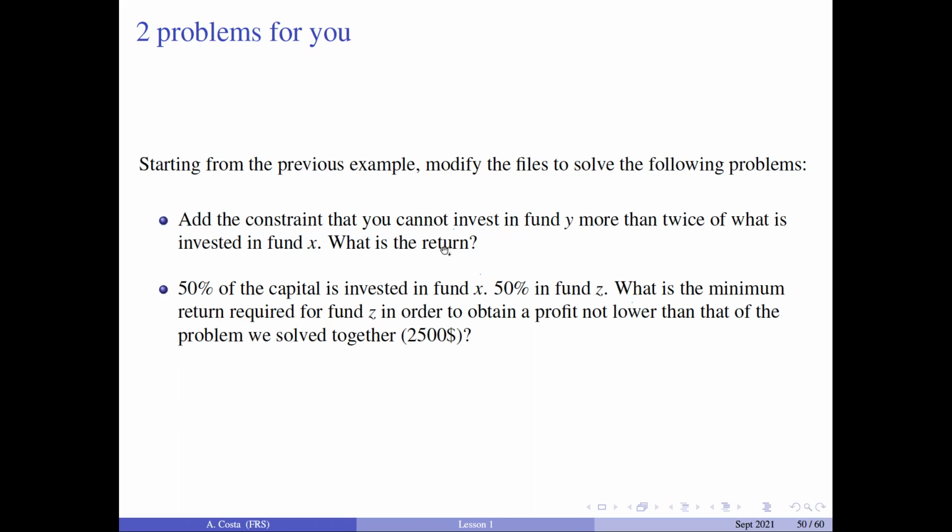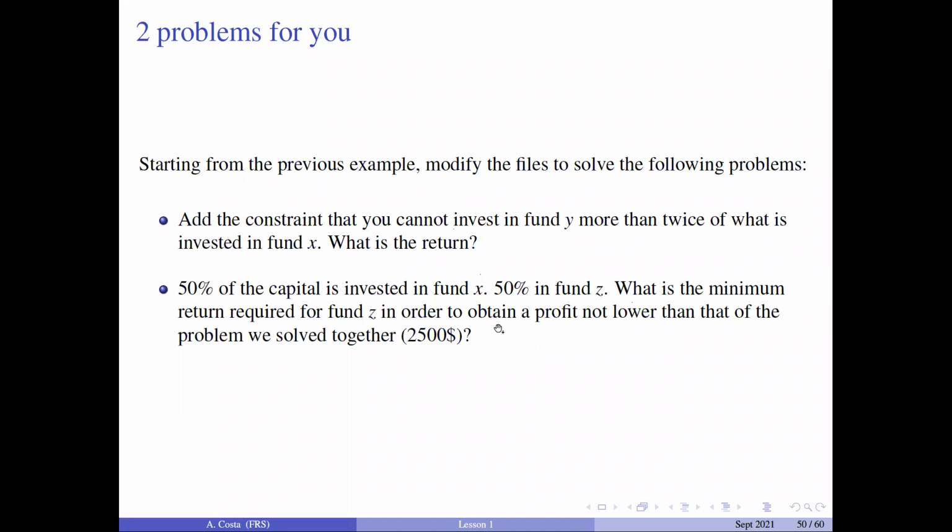And this is the first problem. The second problem, now the setting is a little different. We don't have fund Y anymore. We know that 50% of the capital is allocated to fund X, so 25,000 are on fund X, and 50% is in another fund Z.